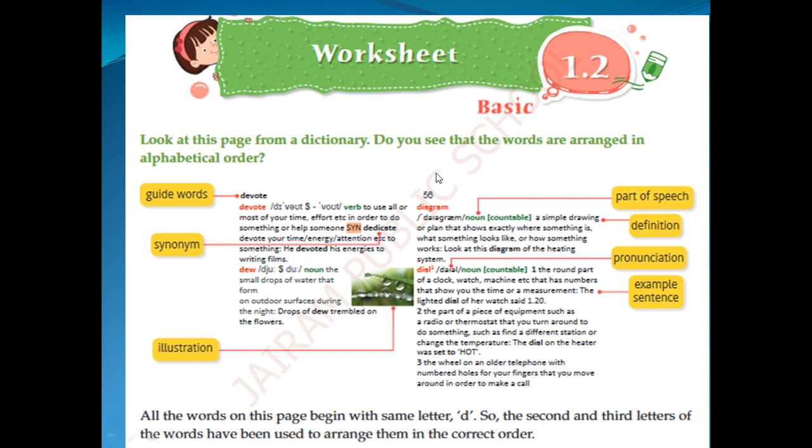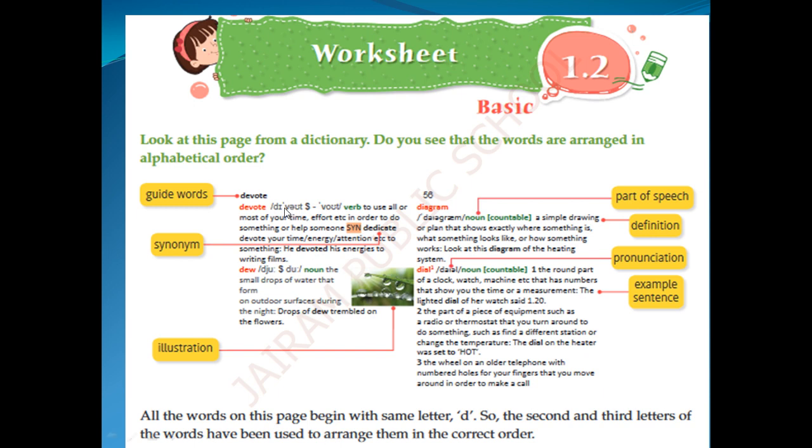Look at this page from a dictionary. Do you see that the words are arranged in alphabetical order? Yes, exactly. All the words on this page start with the same letter D. In this case, we have to check the second letter of the words. When the second letter of the words is also the same, you go for the third letter. There you find a difference. There you find the alphabetical order. According to the alphabetical order, you arrange the words.